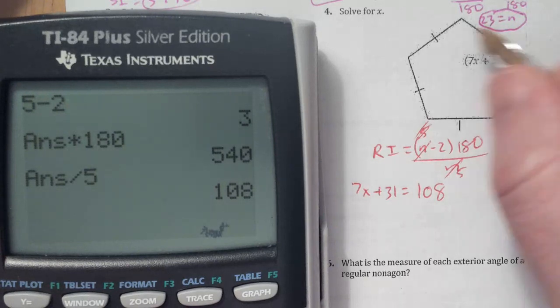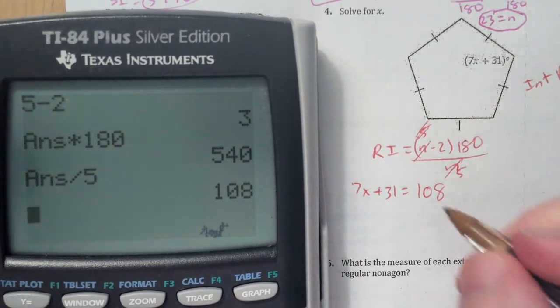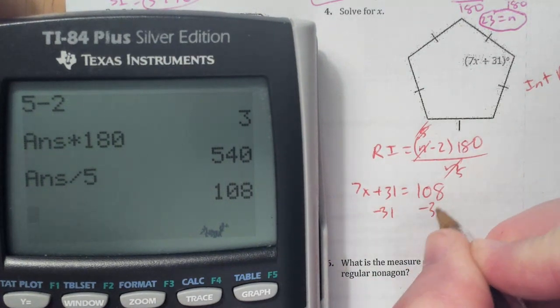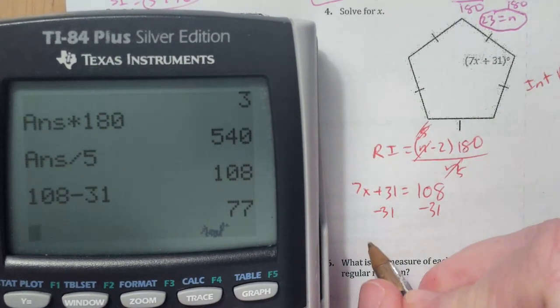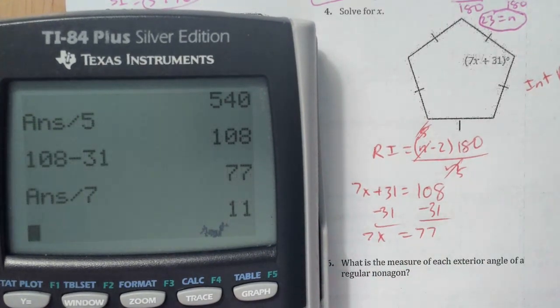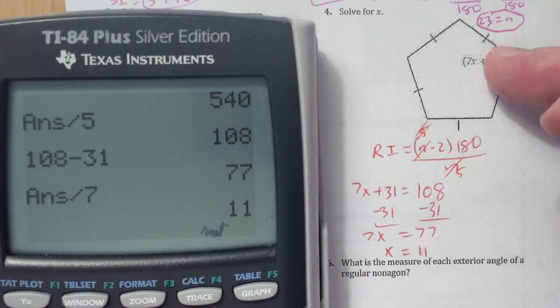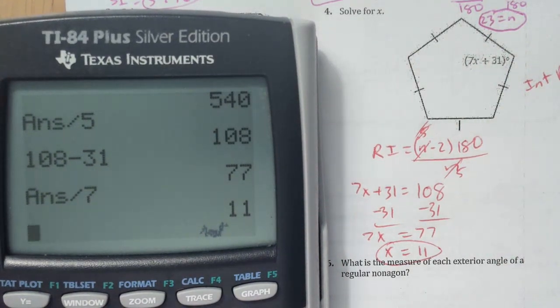So altogether, that is 540. Each individual angle is 108. And now you just solve like normal. Subtract 31 from both sides. 108 minus 31, you get 77. 7x is equal to 77. Divide by 7, and you got x equals 11. And then just to double check, you could plug it back in, but they just wanted x, and that is the correct answer. And we're just moving on.